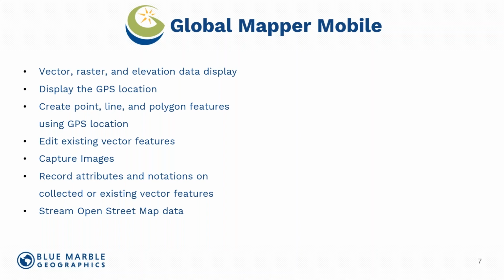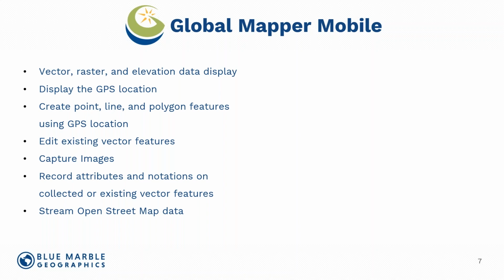Going along with creating some features and collecting data in the field, attributes and longer form notations, including audio recording notations, can be collected with vector features you're creating in the field, or they can be added to vector features that already exist in the map.